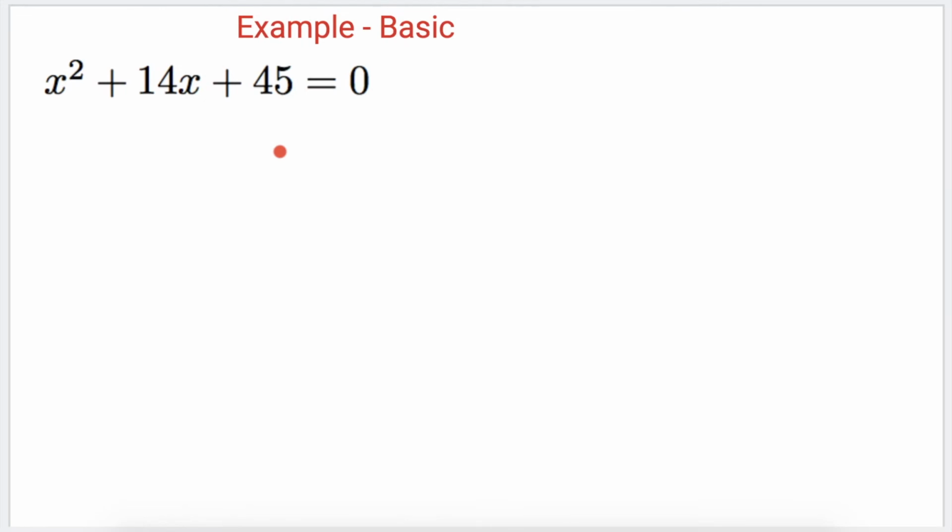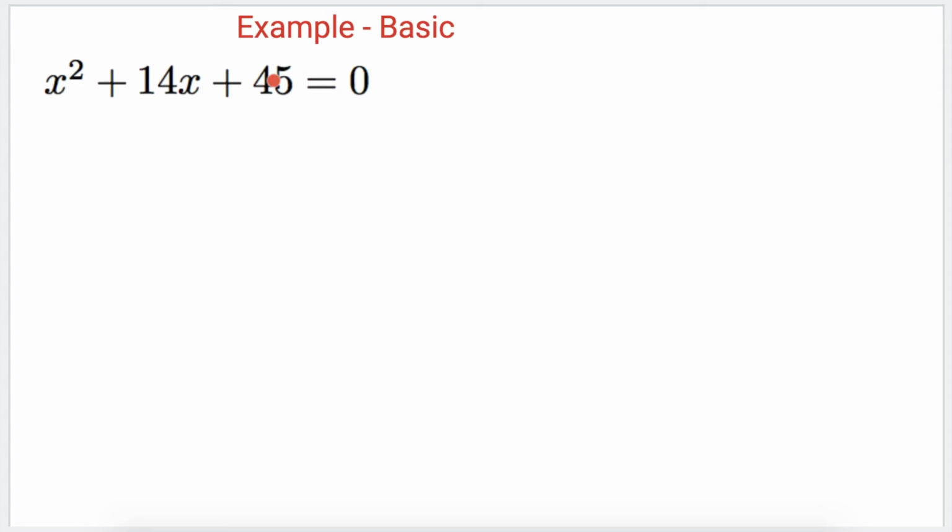The first example we're going to look at is a quadratic equation. We can see that the first term is squared, the second term is just x, and the third term is a constant. Whenever you see the terms arranged this way, they're in standard form. The other thing you'll notice is they are set equal to 0. Now we need to identify what is A, what is B, and what is C. A in this case is 1, B is 14, and C is 45.